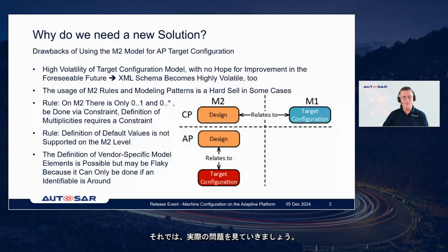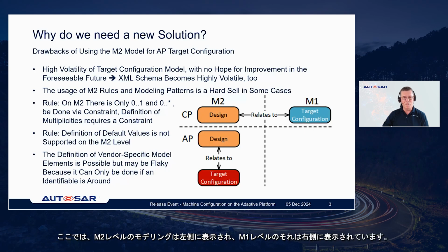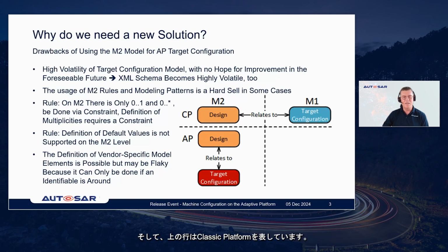So let's now get into the actual issue. So why do we need a new solution? What is wrong with the current one? And to explain this, I would like to use this small diagram in which the modeling on M2 level is displayed on the left, on M1 level is displayed on the right, and the top row represents the classic platform, the bottom row represents the adaptive platform.